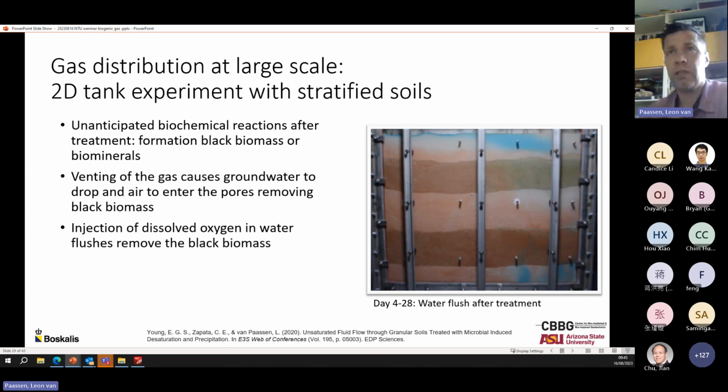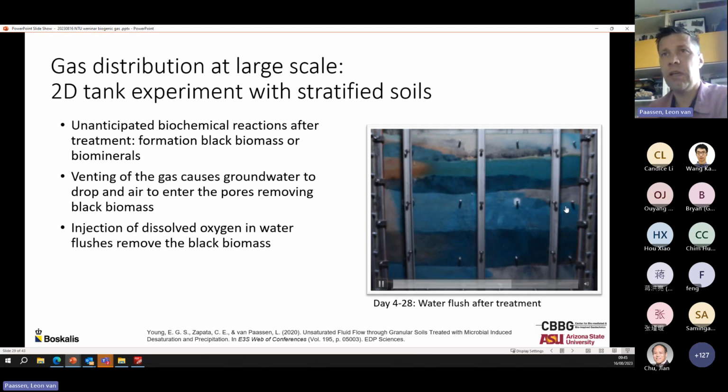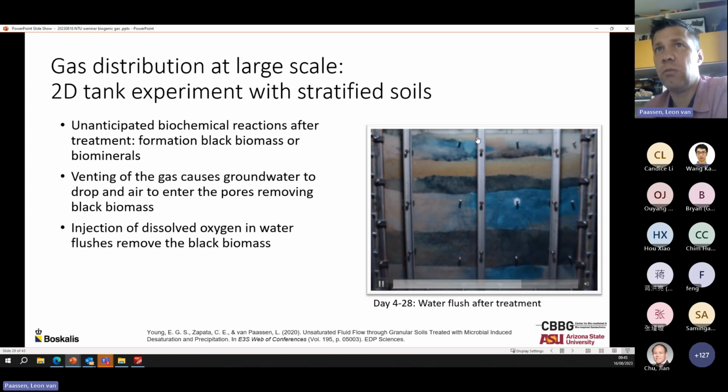And the black stuff, which you can see then developing, is anaerobic biomass or anaerobic, well, minerals. Could be pyrite, which is also black. But it just indicates that all the black zones are anaerobic, so there's no oxygen present. What you then also nicely can see is that as gas which is formed below is venting out, water will go back in, and gradually the water level which was initially up here in the tank will drop.